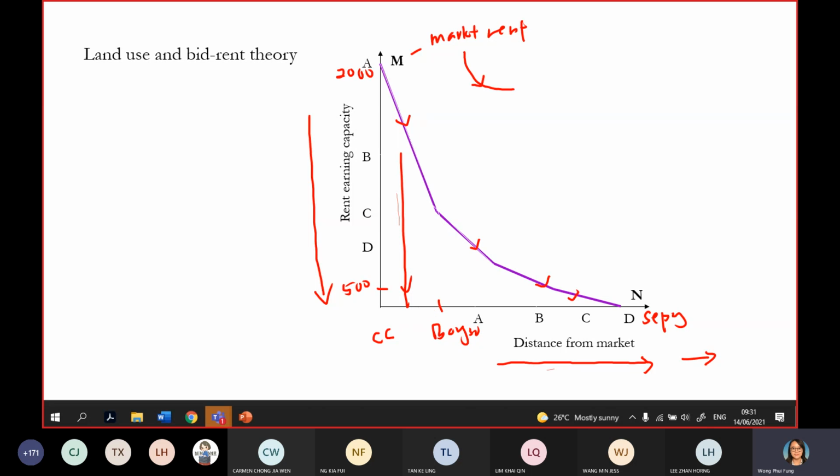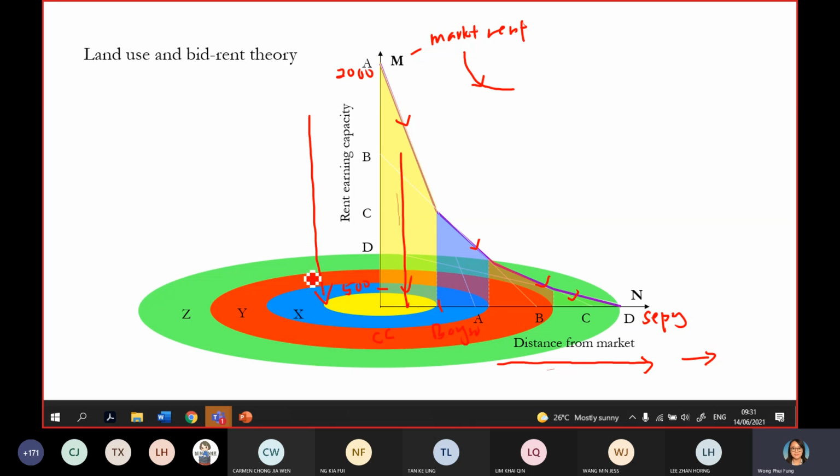So in that case, you can see this graph will form different color zoning to illustrate the relationship between location, land use, and rental. Okay, you can see yellow color, blue color, red color, green color. So this is what we call land use and bid rent theory, to illustrate the relationship between location, land use, rental. Okay, so now I ask you, yellow color is normally for what kind of business?